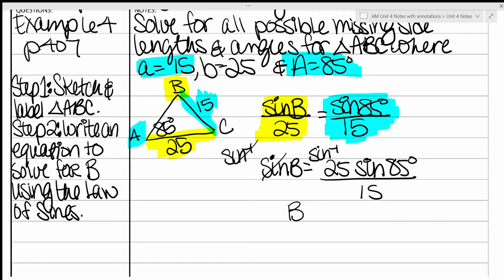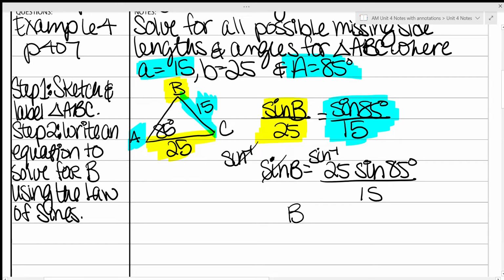All right, let's try this again. Okay, so B is undefined, giving us no possible triangle, or I'd say A, B, C does not exist. But before I talk about that, I'm going to say why this is undefined, okay?